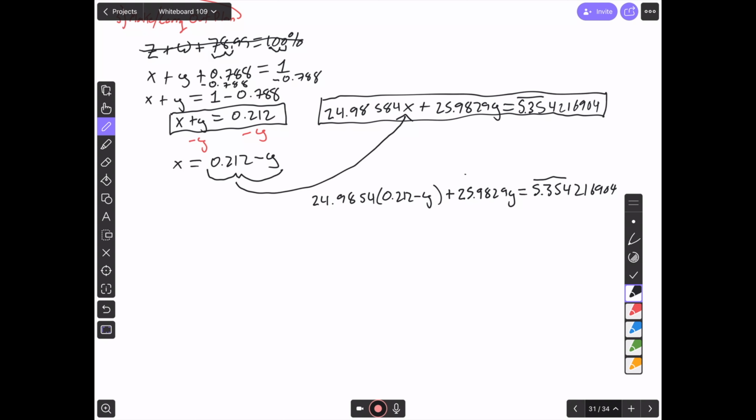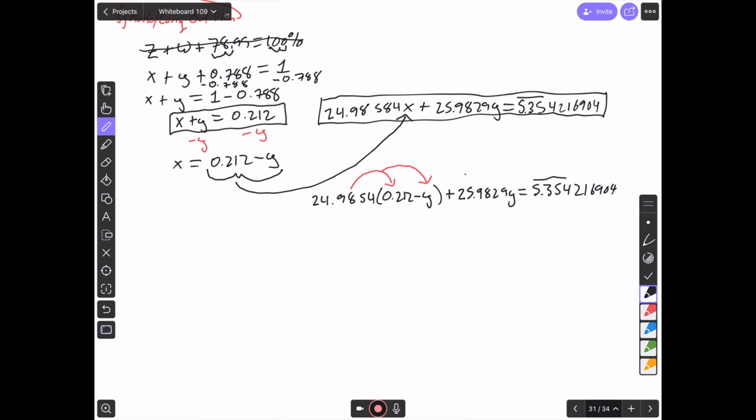Now that I only have y in there, I can simplify this equation down until y is by itself, and I've solved for y. And this is the more tedious part, okay? So the first step in doing that is to distribute in this. And I have to keep track of my sig figs throughout.